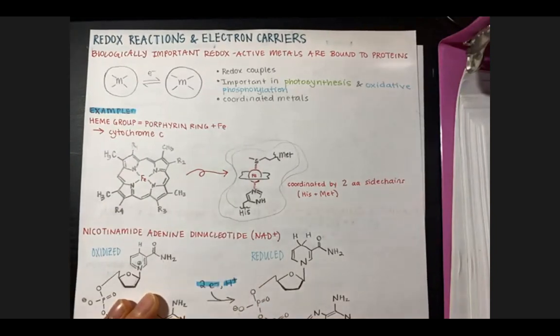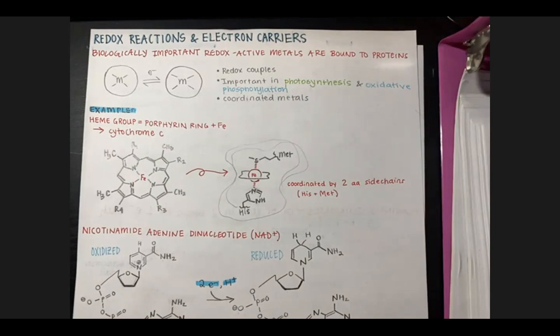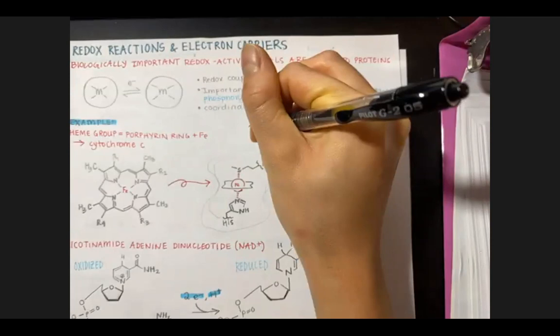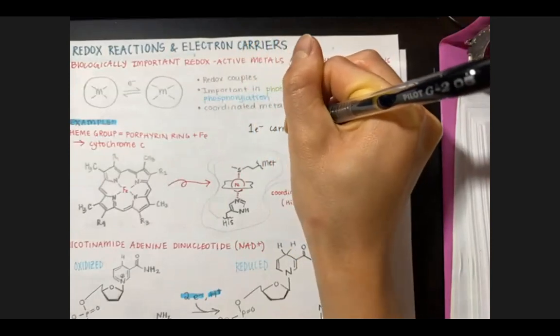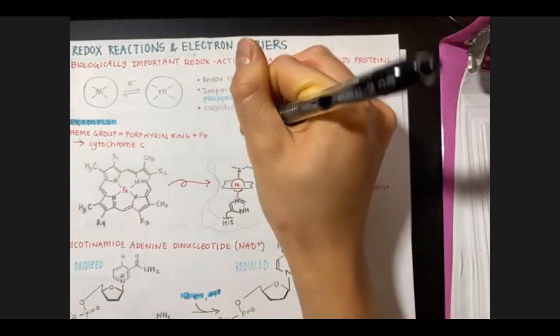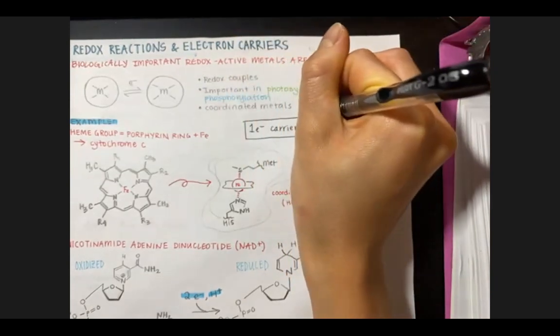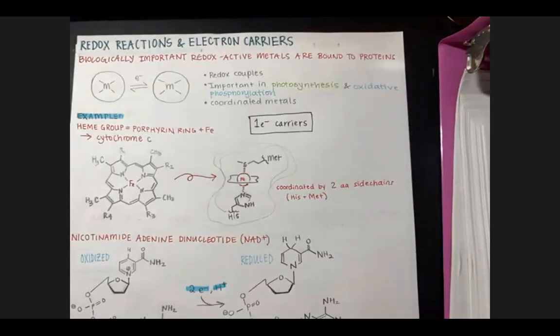Another example you'll see also in the electron transport chain are iron sulfur clusters, where the iron is coordinated with the sulfur atoms of cysteines and methionines. So another prosthetic group in the electron transport chain. And the thing about these is that they're one electron carriers, right? So if you have iron with a +3 charge and then it gets one electron, then you're going to get iron with a +2 charge.